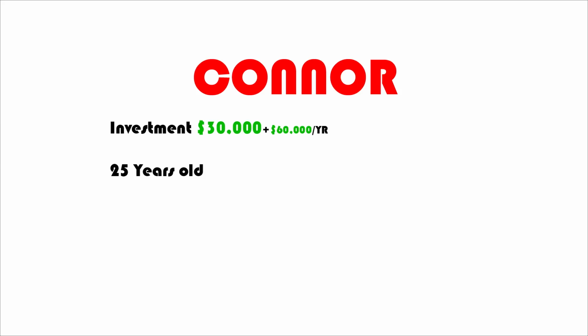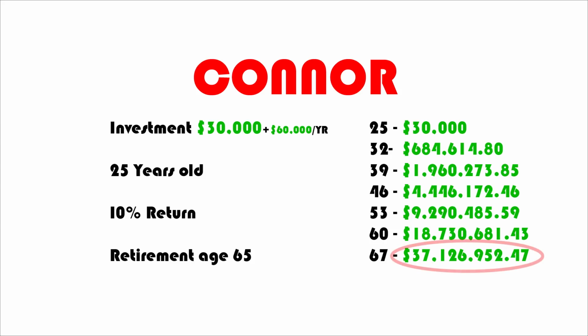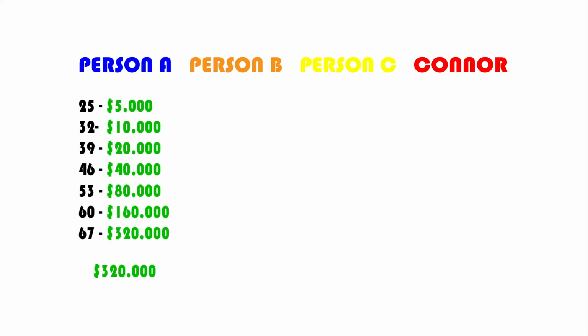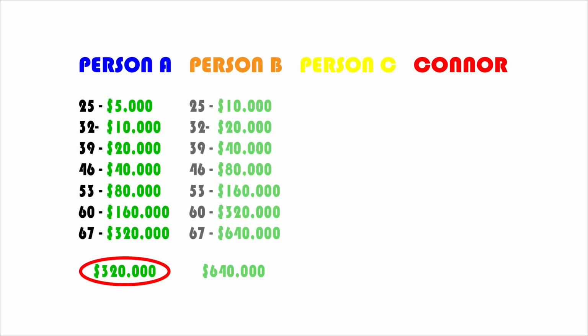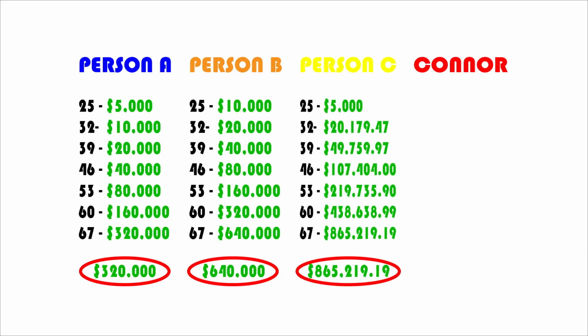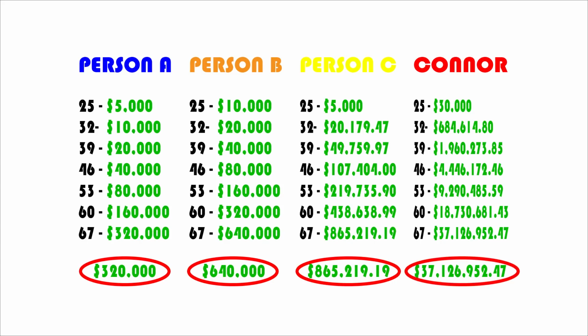If I do follow this plan and I do follow through and I am earning an average of 10% return on my money, then I should have close to $37,126,952.47 by the time I intend on retiring around age 65 or 67. So as you can see here, you have person A, B, and C, and also myself. Person A has around $320,000. Person B has around $650,000. Person C has around $900,000. And Connor, myself, I have around $30 million.